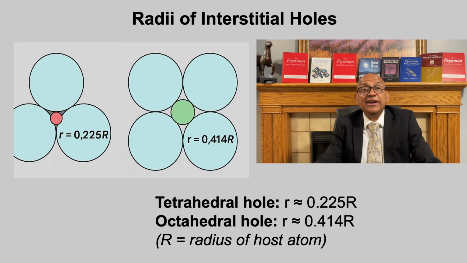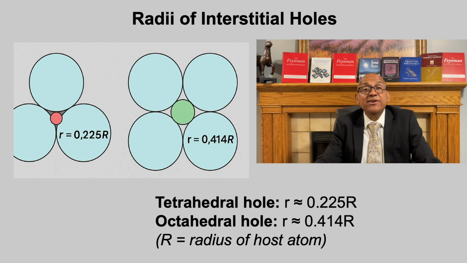Let us now look at the relative sizes of interstitial holes. When atoms pack together, they leave specific cavities where smaller atoms may fit. The size of these cavities can be expressed in terms of the host atom's radius r. In a tetrahedral hole, which is surrounded by 4 atoms arranged like the corners of a tetrahedron, the maximum radius of the atom that can fit is about 0.225 times r. This means the interstitial atom can be less than a quarter the size of the host atom.